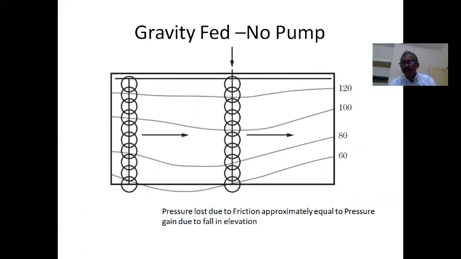So that pressure is used for operation of the sprinklers. The pressure lost due to friction along the way should be equated by the gain in pressure because of the fall in elevation.